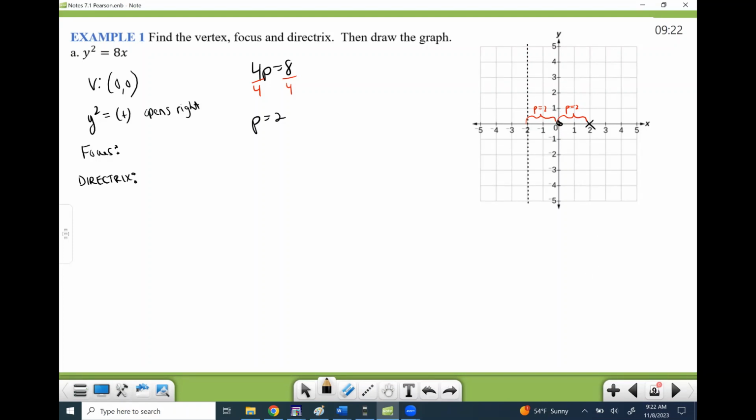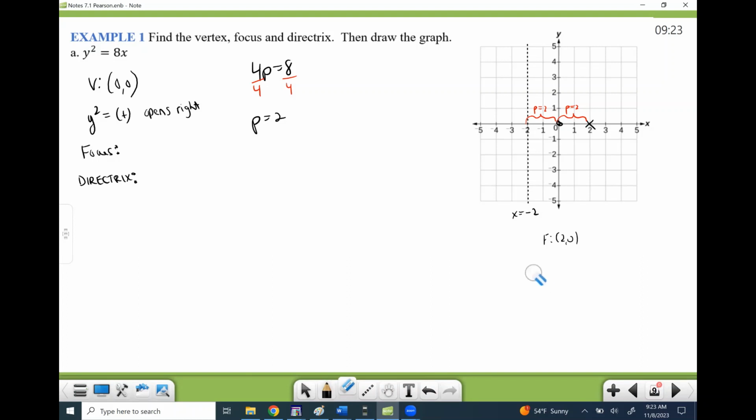And so that's where this second part is going to come into play. Now, before we do that, let's go ahead and write down what our focus is, okay? So we can see that our focus is at (2, 0). I'm just going to write this for a second and erase it because we're going to do it the formula way. And the directrix is x = -2, okay? I won't erase that.